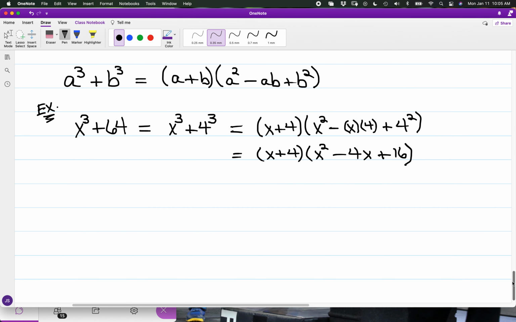Now, for what we have in the case of the difference of cubes, so we have a cubed minus b cubed, now we're going to have the first order factor, in this case the two-term expression, is going to be the binomial, okay, where we have the quantity of a minus b. And here we have the quantity of a squared plus ab plus b squared.